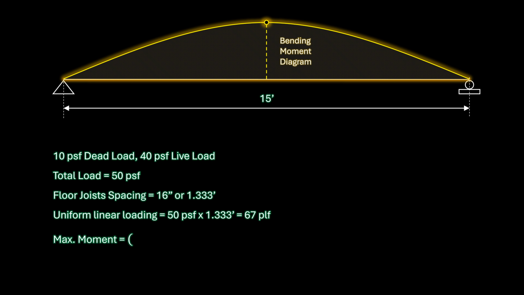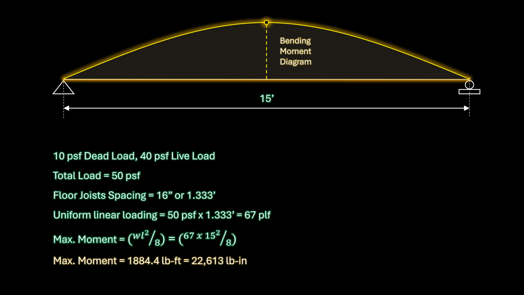The maximum moment is the quotient of the product of the uniform load by the square of the span and 8. The maximum moment is therefore 1,884.3 pounds-feet or 22,613 pounds-inch.